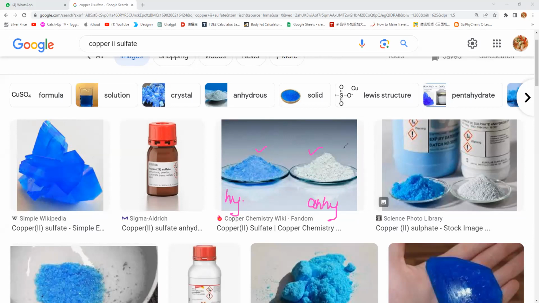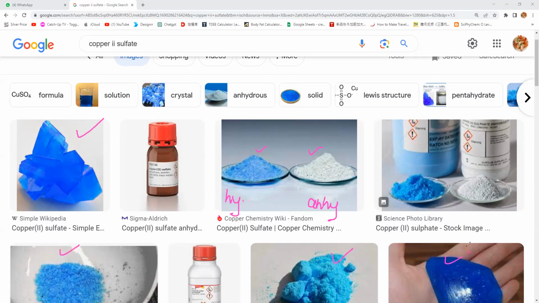The one on the right is what you get when you overheat it. When you overheat, you lose the water of crystallization and it turns white. If it's blue, it has water of crystallization. Now, most of the time in the lab, when you say copper 2 sulfate crystals, what's the color of copper 2 sulfate crystal? Normally we'll say blue.